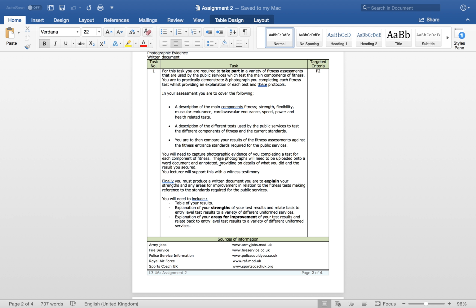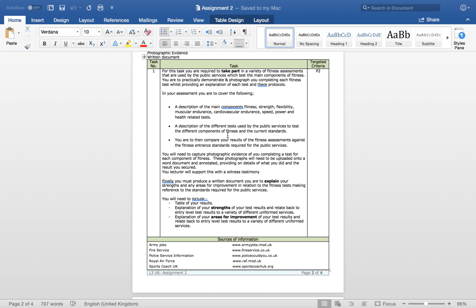Okay, so we need a description of the main components of fitness: strength, flexibility, muscular endurance, cardiovascular endurance, speed, power, and health-related fitness. And then what you must do is a description of the different tests used by the public services. I'm going to give you an example of how to do it for strength, but you would do it for each one. So we're going to look at strength here. I'll give you a model answer, but you must do it for strength, flexibility, muscular endurance, cardiovascular endurance, speed, power, and health-related tests such as BMI.